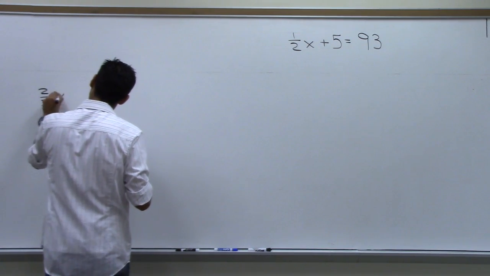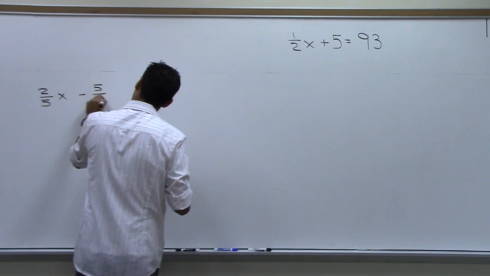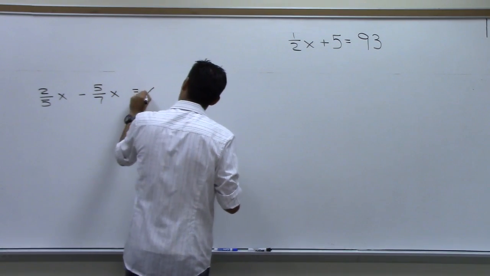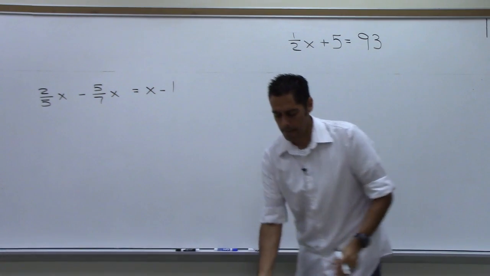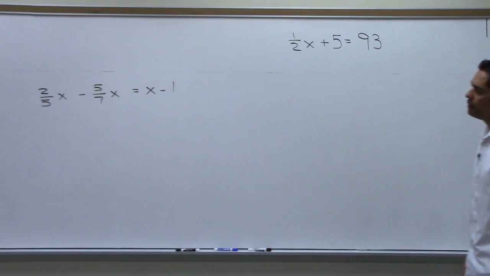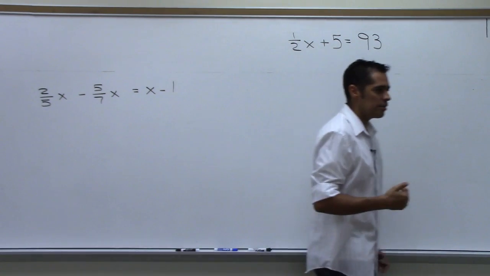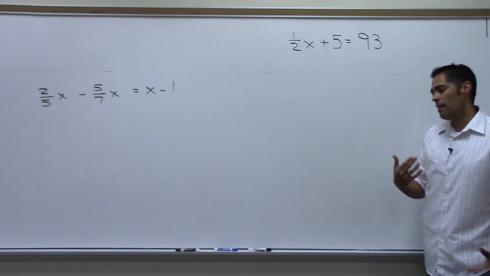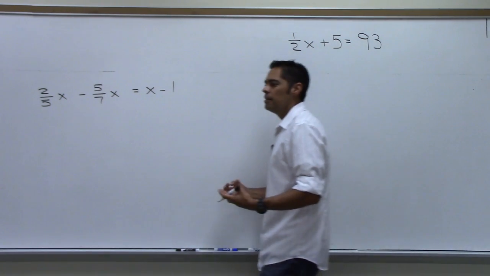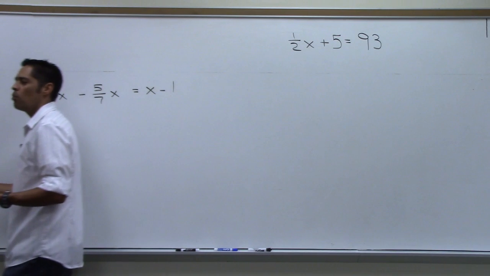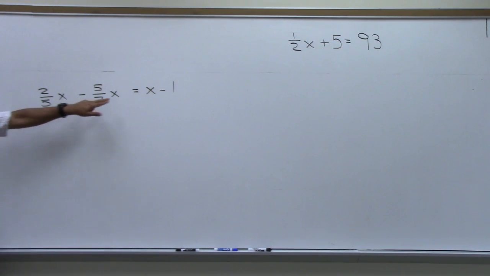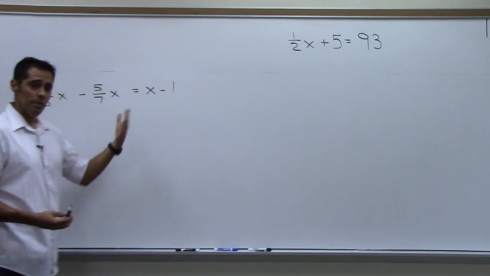Two fifths x minus 5/7 x equals x minus 1. Same approach as last time, all right? You don't like fractions. I like them. You don't, that's okay. So if you don't want to work with fractions, when you have equations, you have the ability to get rid of fractions. So you have to find this common denominator and multiply both sides by that.